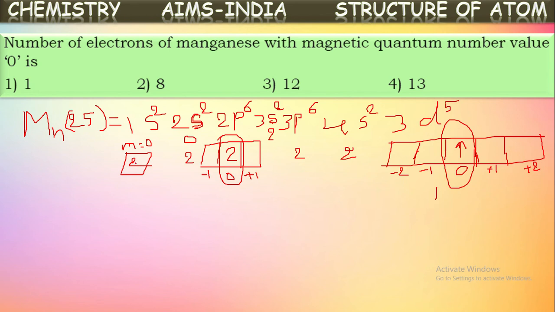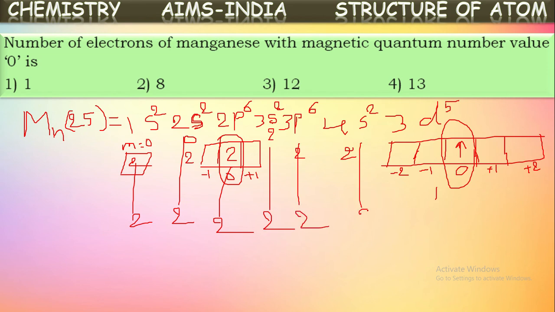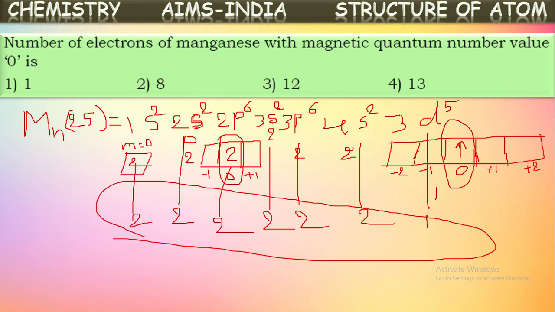So in the 1s 2, in the 2s also 2, in the 2p 2, in the 3s also 2, 3p contains 2, 4s 2, and then 3d contains 1. What is the total of all these electrons? It will be 13. So the correct answer is 13. In this way, we can calculate the number of electrons with magnetic quantum number value 0. Got this?